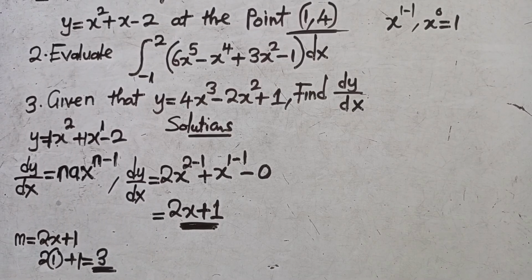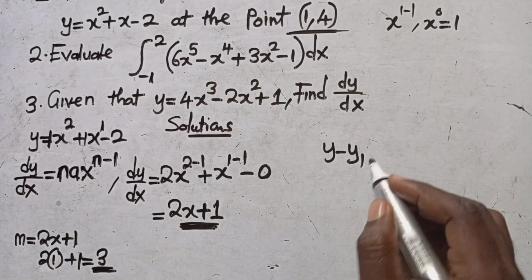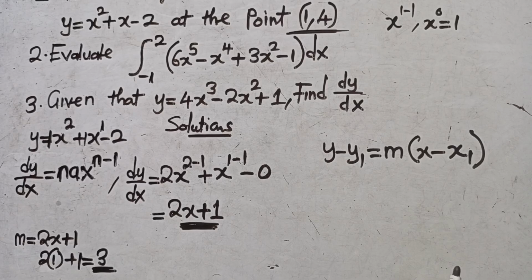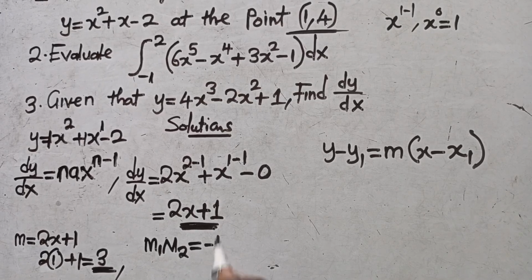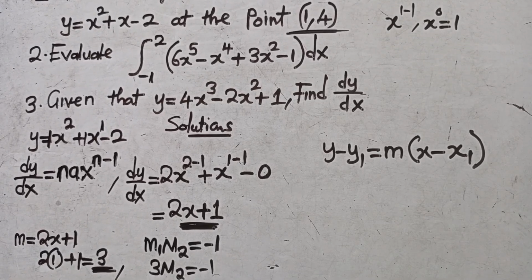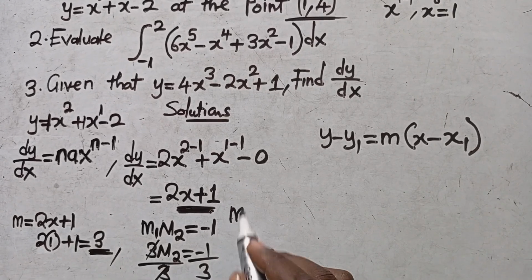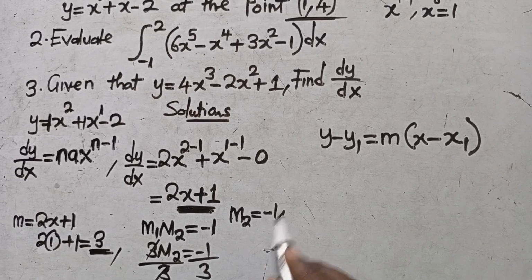If you are asked to find the equation of the tangent, you just go direct. From here, you just say y minus y1 is equal to m open bracket x minus x1. But since we are asked to find the equation of the normal, we need to find gradient 2, where we know that gradient 1 multiplied by gradient 2 gives negative 1. Gradient 1 is this 3, so 3 m2 is equal to negative 1. I divide by 3 both sides, so this will be cancelled. Meaning gradient 2 is equal to negative 1 over 3.